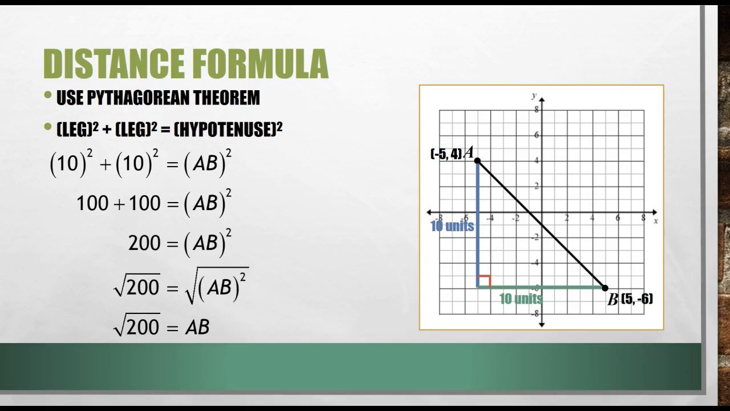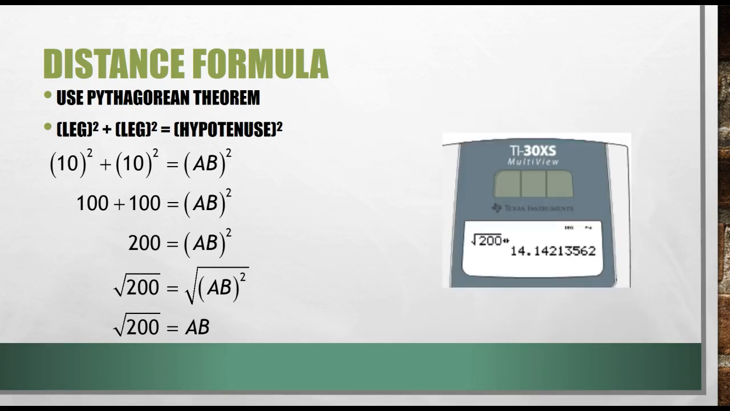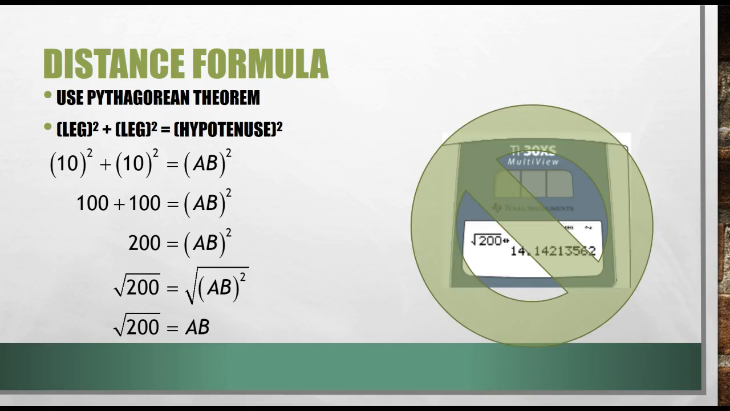Now I want to take a look at this answer. On some calculators, you might get an answer like 14 point and then a large decimal. This is not the answer that you are going to want to use unless we're in a word problem. For our skills that we're working on, we would like to avoid the decimal answer.